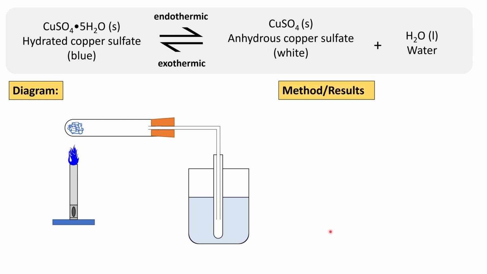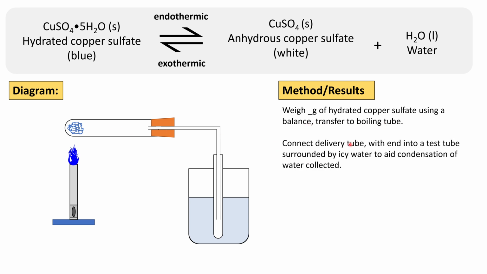Here's an example of the method for this reaction. I'd weigh a certain mass of the hydrated copper sulfate using a balance, and I'd transfer it to the boiling tube. I'd connect the delivery tube with the end into a test tube which is surrounded with icy water to aid the condensation of water collected. Then I'd heat the hydrated copper sulfate using a Bunsen burner.